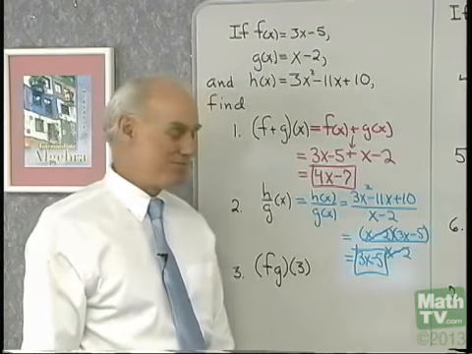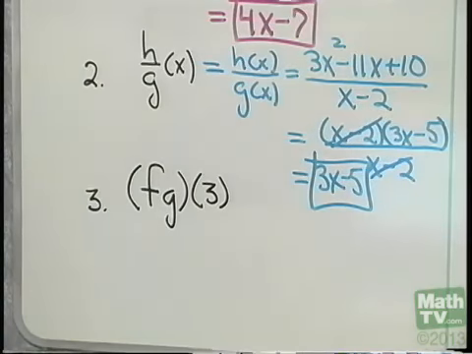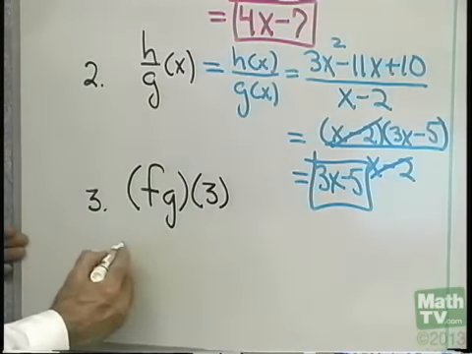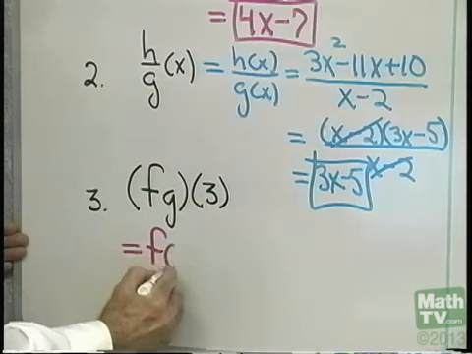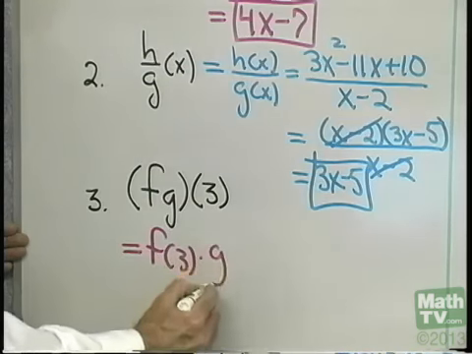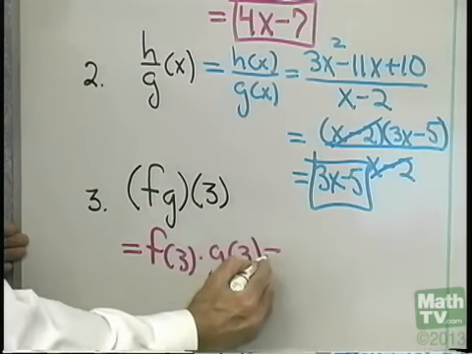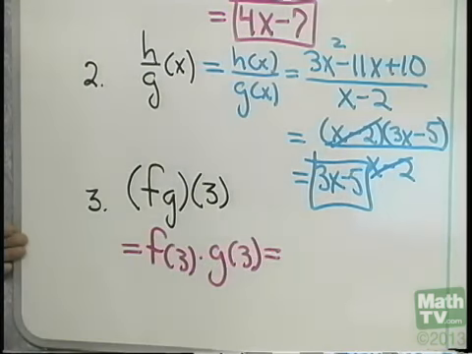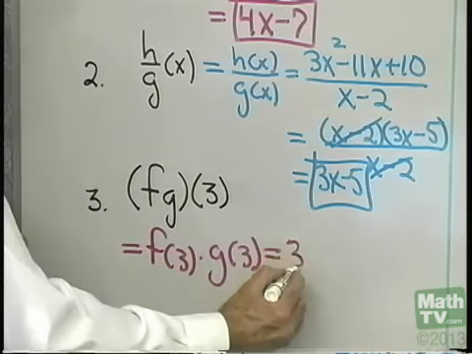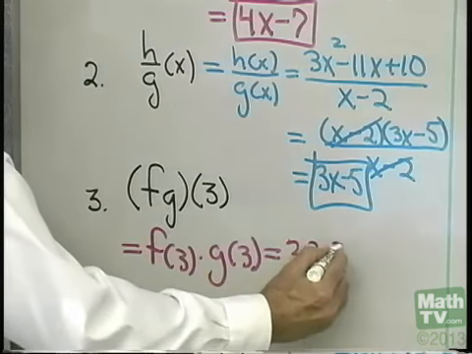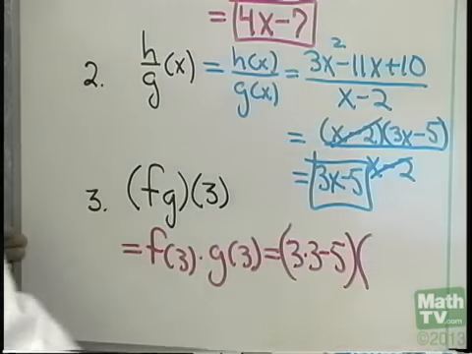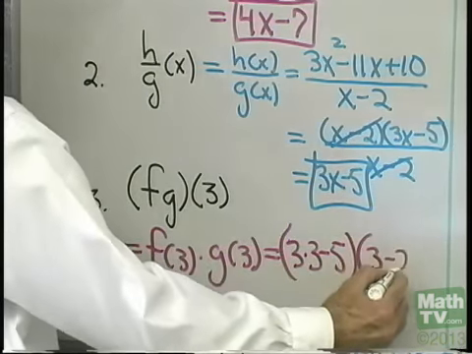Let's look at another problem. I have the product of two functions, f and g, and I want to evaluate them at 3. So f times g of 3 is going to be f of 3 times g of 3. So I'll go back up to my original definition for the functions. F of x is 3x minus 5, so 3 times 3 minus 5. And then g of x is x minus 2, so that will just be 3 minus 2.